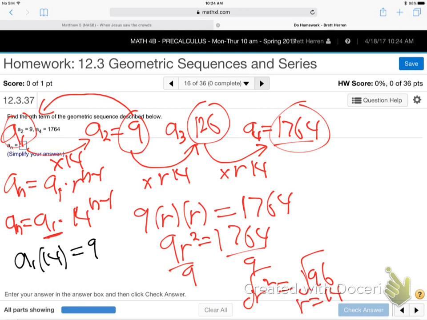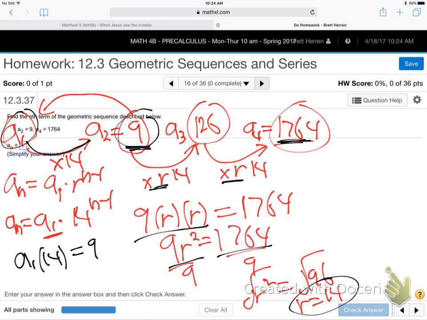I started off by saying, okay, 9 times r became 1764, so 9r squared became 1764. Solve for r. r is 14. And then I backtracked. A1, whatever it is, times 14 becomes 9. Divide both sides by 14. A1 must be 9/14. Is that good? A1 is 9/14.